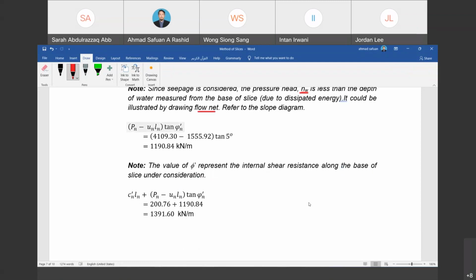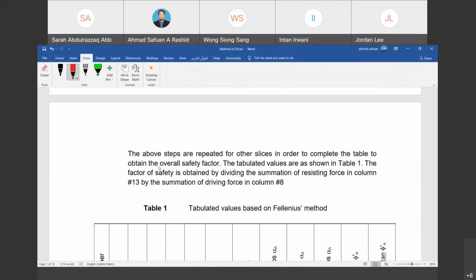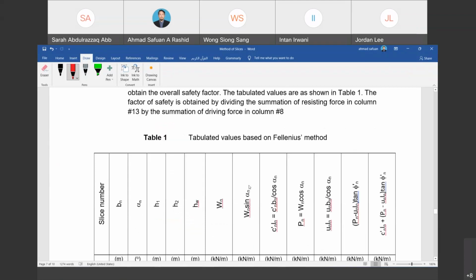The W of the phi represents the internal shear surface under consideration. So this is the resisting moment for slice number 3. The above steps are repeated for the other slices in order to complete the table and obtain the overall safety factor. The tabulated values are shown in Table 1. The factor of safety is obtained by dividing the summation of resisting force in column 13 by the summation of driving force in column 8.